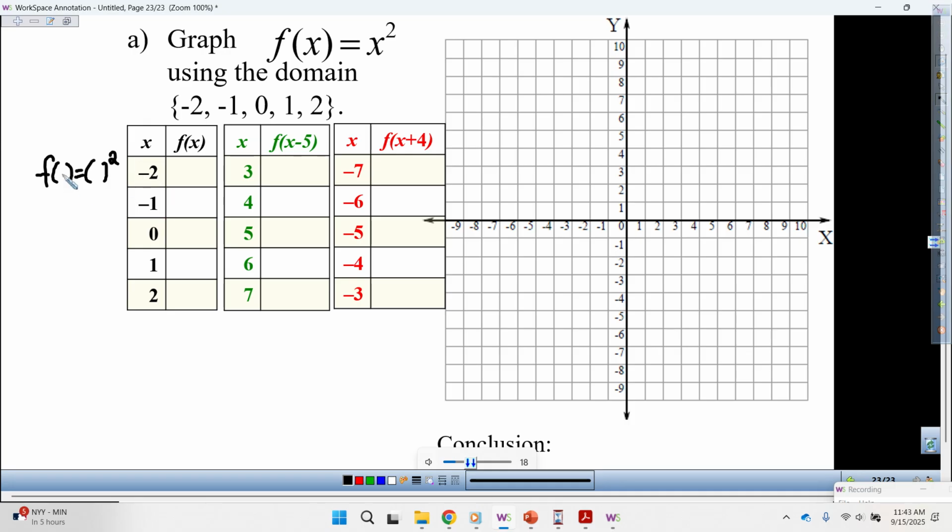Okay. So my first value is what? -2? -2, the left side stays the same. So what is -2 times -2? Positive 4.